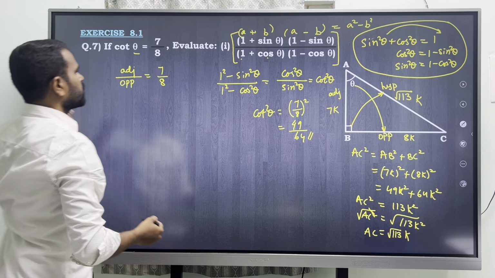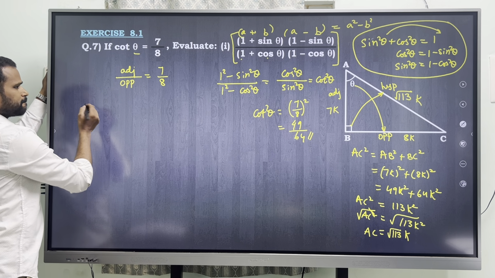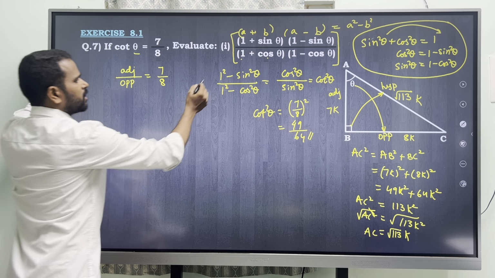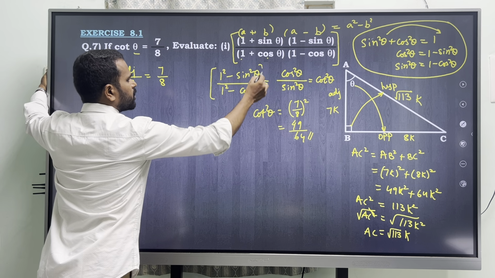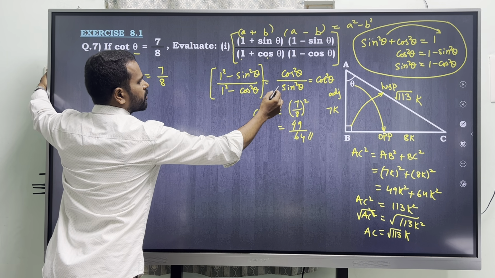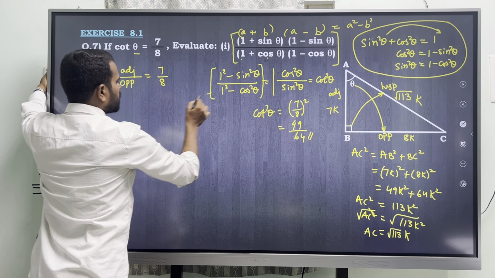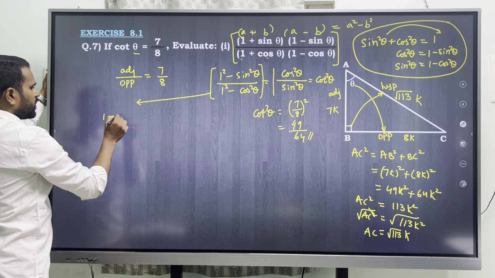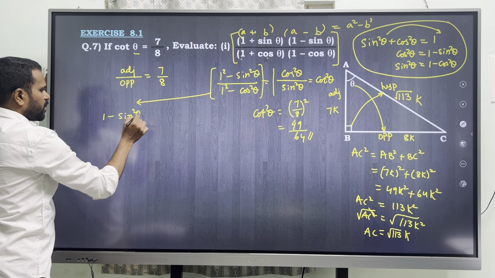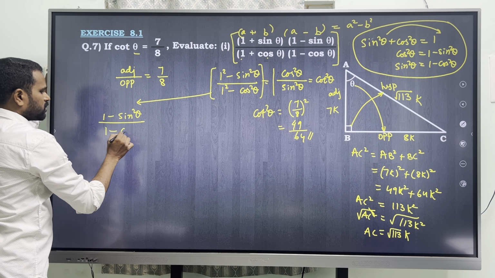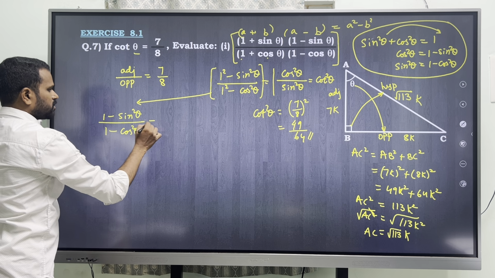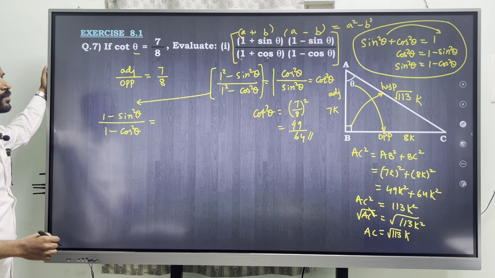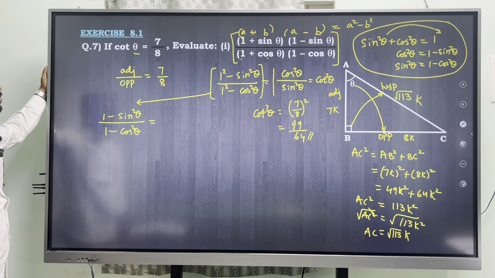But here in the first exercise we have to do it without using this identity. So let us solve this. Here I am using this identity, right? So I can use this 1 minus sin square theta by 1 minus cos square theta, that is equal to, see how I am going to do it.